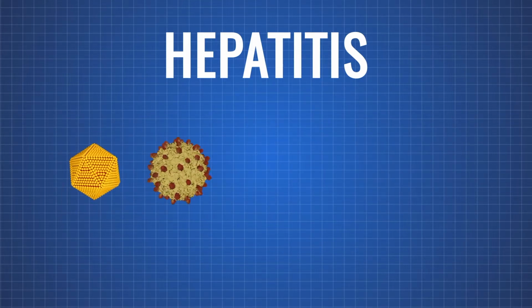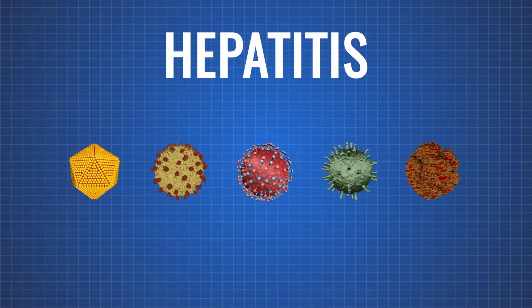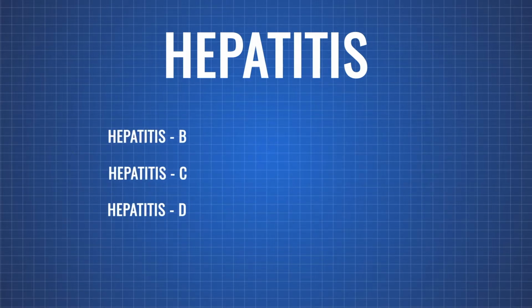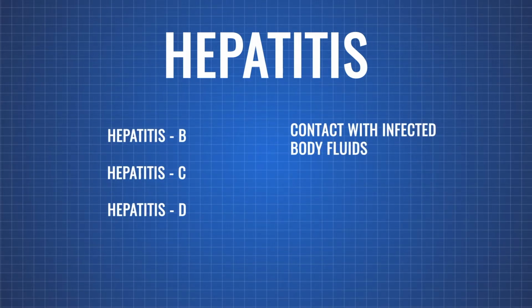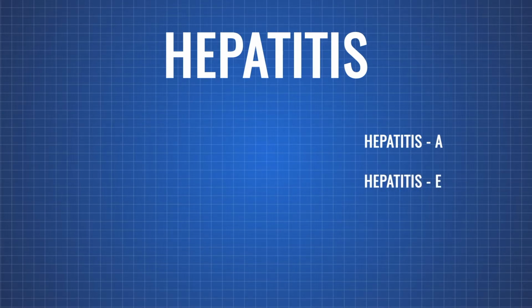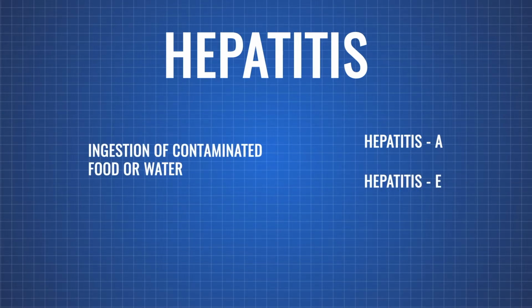There are 5 main hepatitis viruses, referred to as types A, B, C, D, and E. Hepatitis B, C, and D usually occur as a result of contact with infected body fluids like blood products and sexual transmission. Hepatitis A and E are typically caused by the ingestion of contaminated food or water.